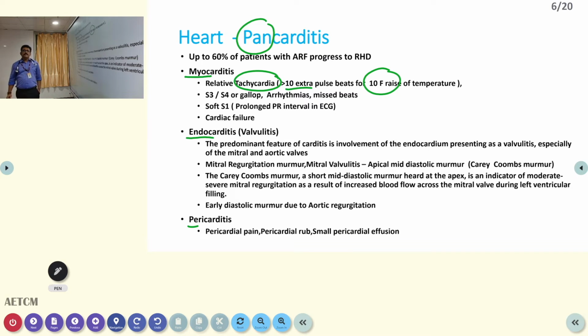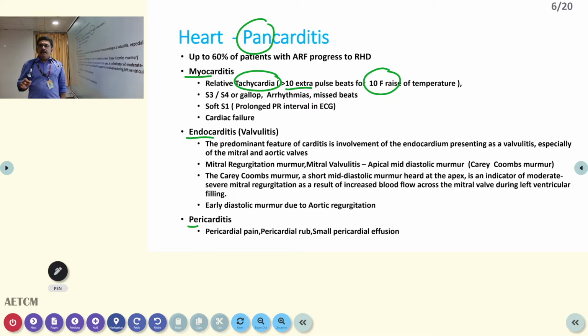Now endocarditis is another major feature. Endocarditis means valves are involved. Mitral regurgitation and mitral valvulitis murmurs are very common. Mitral regurgitation produces a pan-systolic murmur in the mitral area. Mitral valvulitis produces an apical mid-diastolic murmur that is called the Carey-Coombs murmur.